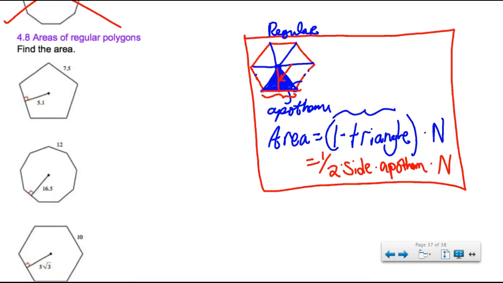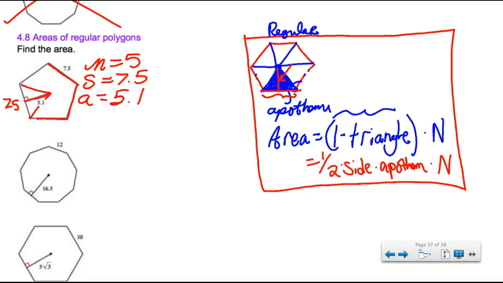Well, let's go see. It's kind of nice and easy. So look here, this is, make my triangle. This is its height, 5.1 is its height. And then the side length, although they gave it over here, it's regular. So all these sides are the same. So on this one, n is equal to 5 because I have 5 sides. The side length is 7.5. And the apothem, or the height of that triangle, is 5.1.